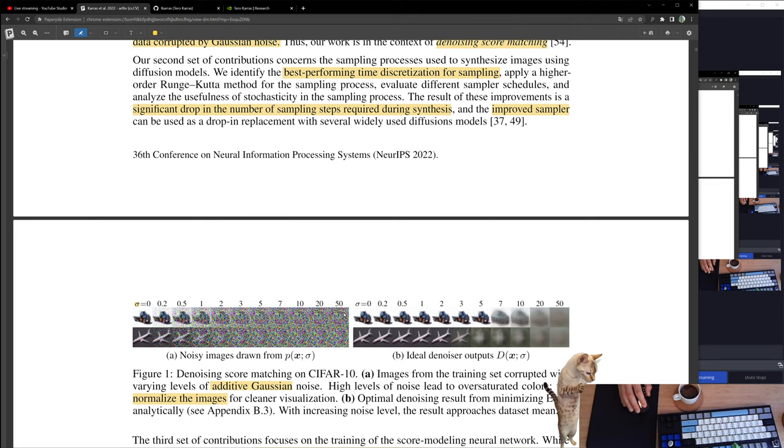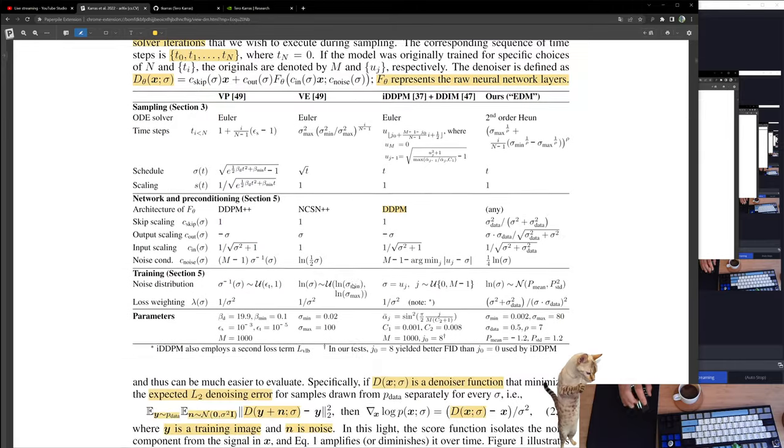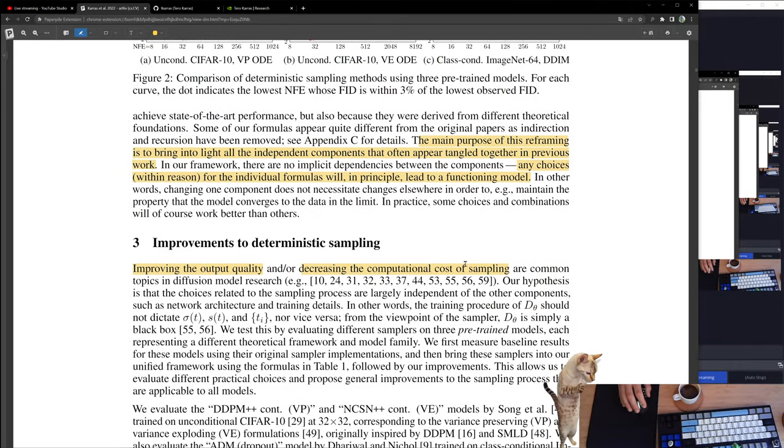But for these diffusion models, inference is not a one-shot thing, right? Inference is a series of steps. So the time it takes to go from step 7 to 6, 6 to 5, 5 to 4, if you can reduce the computational cost of that, then the whole process can be much faster.